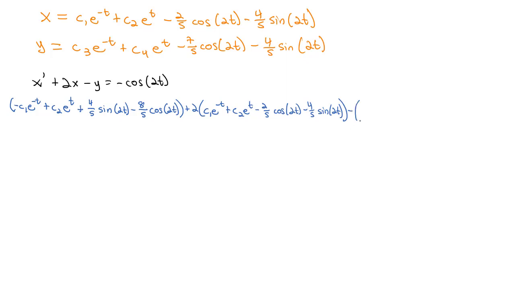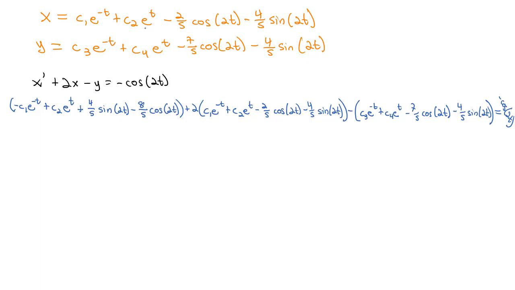And then we have minus a y. Y we found out was c3 e to the negative t plus c4 e to the t minus 7/5 cosine of 2t minus 4/5 sine of 2t. And this should all equal, as I'm running out of space, negative cosine of 2t. I'm trying to squeeze it on one row.